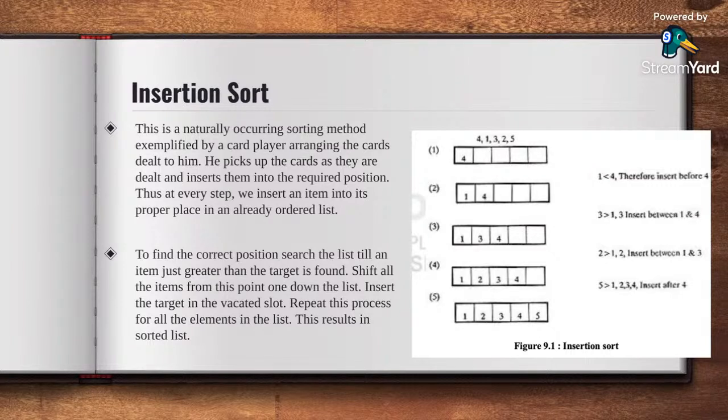So here there are two lists that are maintained, sorted and unsorted, and the same process is followed. This is a naturally occurring sorting method exemplified by a card player arranging the cards dealt to him. He picks up the cards as they are dealt and inserts them into the required position. Thus, at every step, we insert an item into its proper place in an already ordered list. To find the correct position, search the list till an item just greater than the target is found.